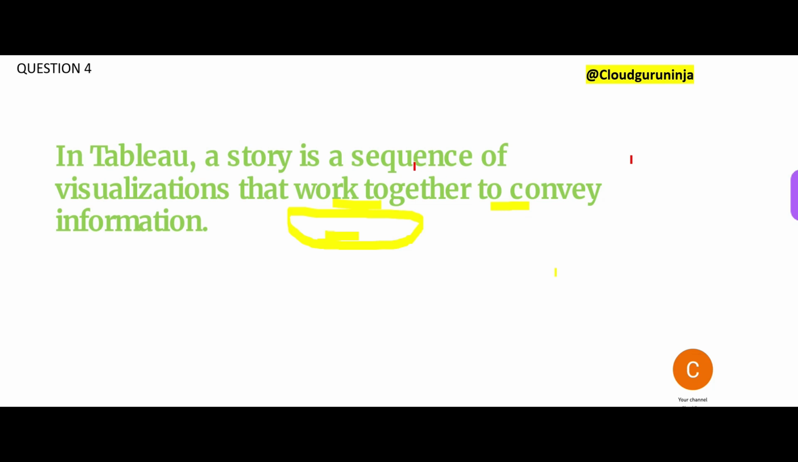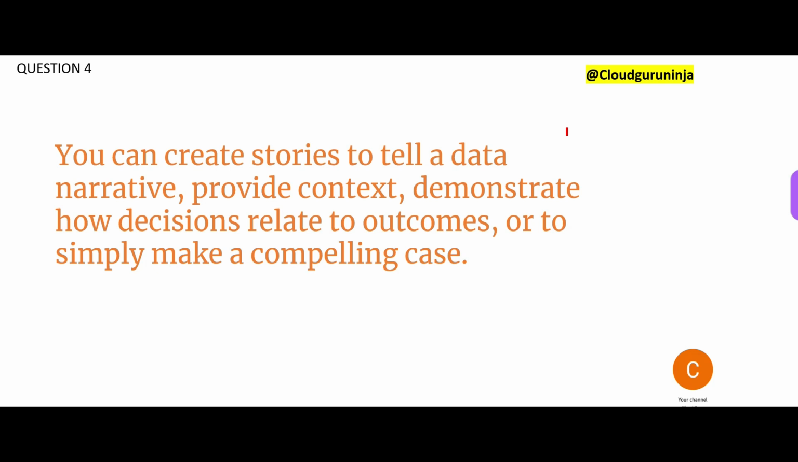A story is a sequence of visualizations, because we have put so many visualizations in sequence to convey our information. Why do we convey stories? Because we want to make sure that when this story goes to some stakeholders, they are making decisions. They should be able to understand their decisions and how they will impact the outcomes. And we also want to produce data points to make a compelling case. Hey, you know what? This is linked.